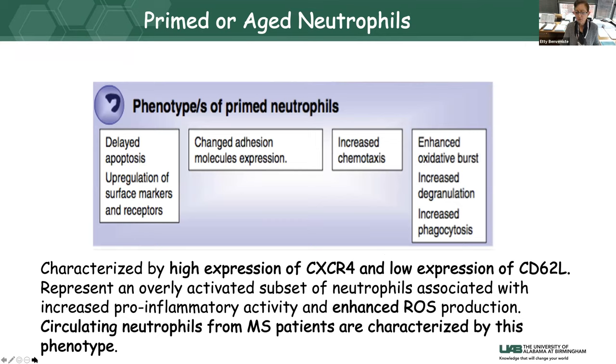These are characterized by high expression of CXCR4, low expression of CD62L. And globally, they're thought to represent an overly activated subset of neutrophils that have pro-inflammatory functions and enhanced production of reactive oxygen species. And in fact, circulating neutrophils from MS patients are characterized by this phenotype.